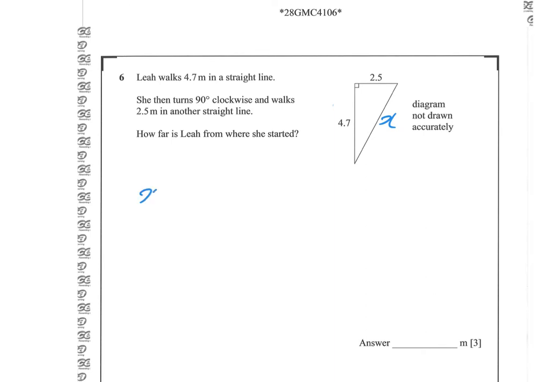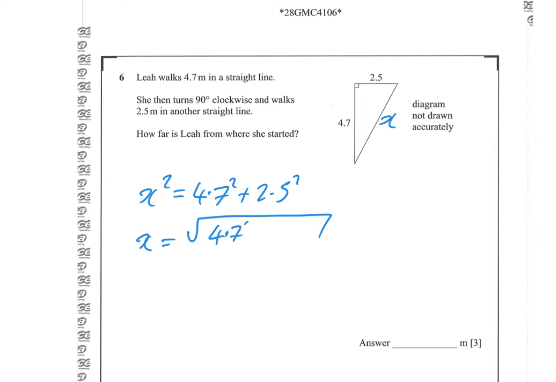So we'll just say x squared is equal to 4.7 squared plus 2.5 squared, which means x is equal to the square root of 4.7 squared plus 2.5 squared, and then x is equal to 5.32. I haven't done this, I'd already worked this out. I'm guessing this was an exact answer, 5.32 meters. There we go. If it wasn't, then I had rounded to 2 decimal places, but I think that was a nice one.